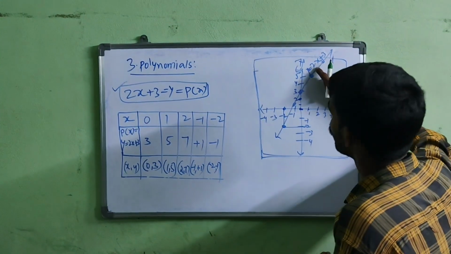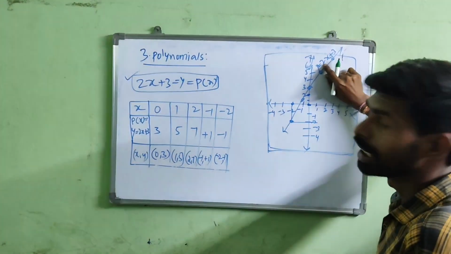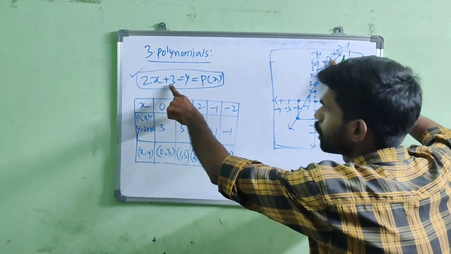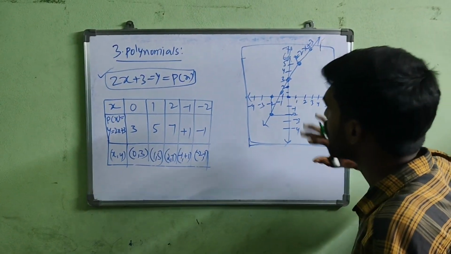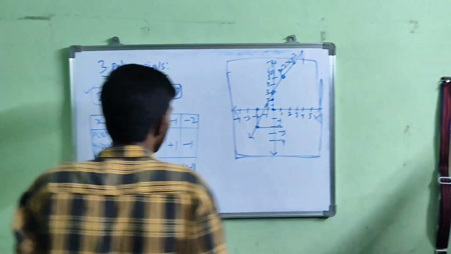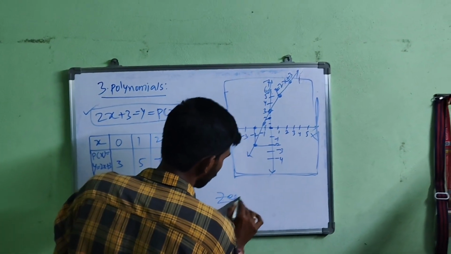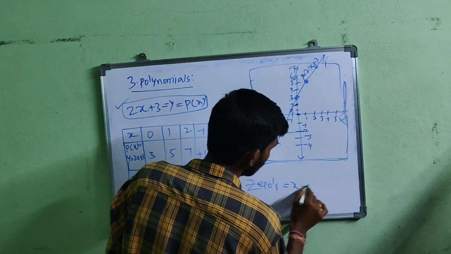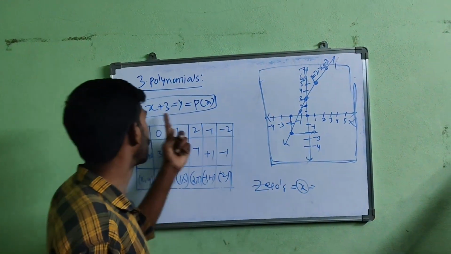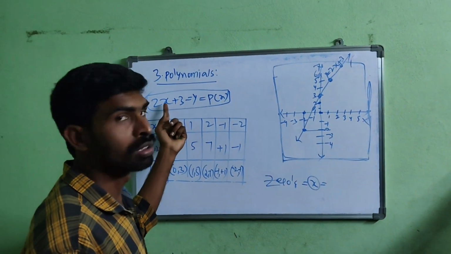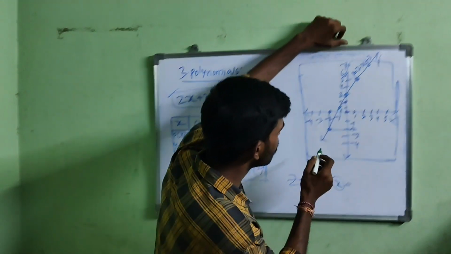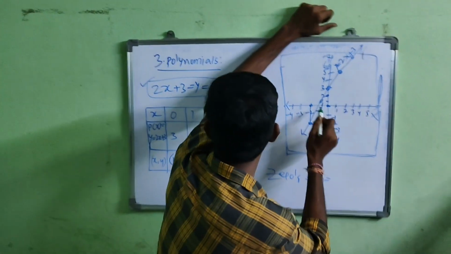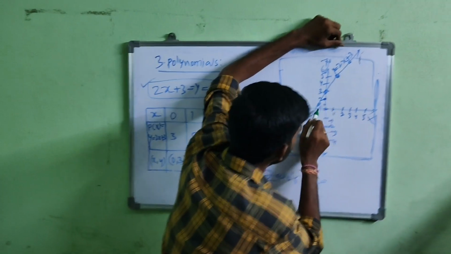We need to write the polynomial equation on the line. Okay, y equal to 2x plus 3. Here, what is the zero of the polynomial we need to find? The zero of the polynomial is nothing but the value of x, right? What is the value of x in this equation? Here, see.